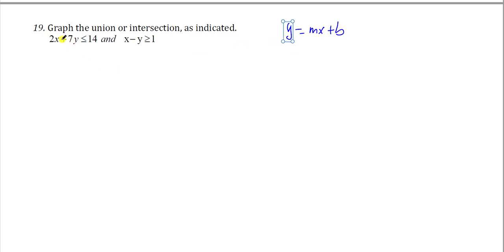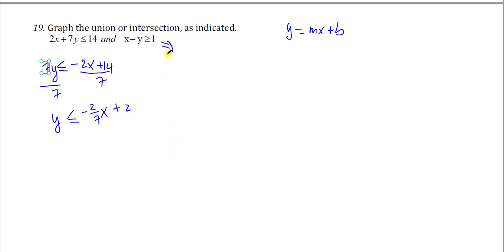Okay, let's try the first equation right here. So I can solve for y. Let's subtract 2x on both sides. I have minus 2x plus 14. This should be the 7y right here. Subtract 2x on both sides, and then we solve for y, that means we divide by 7 on both sides. So y less than or equal to minus 2 over 7 x plus 2, since 14 divided by 7 is 2.